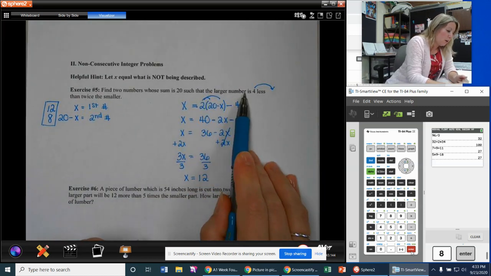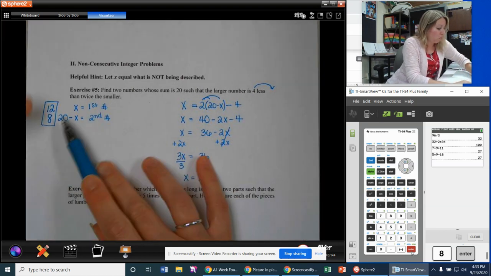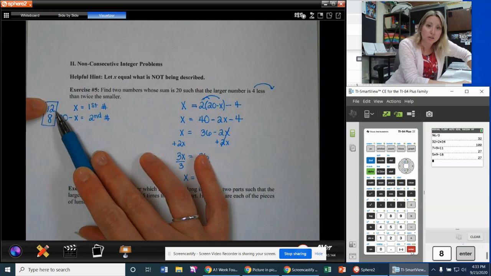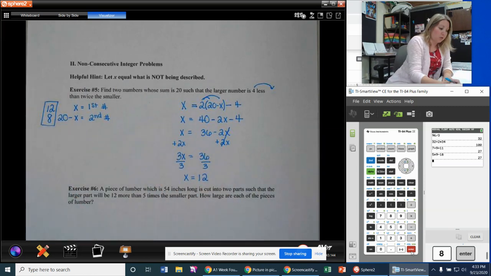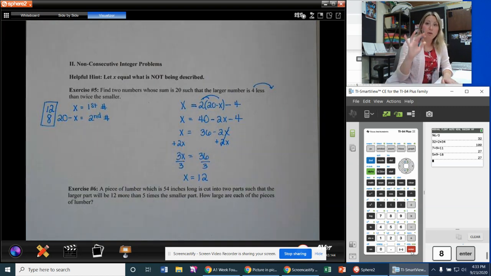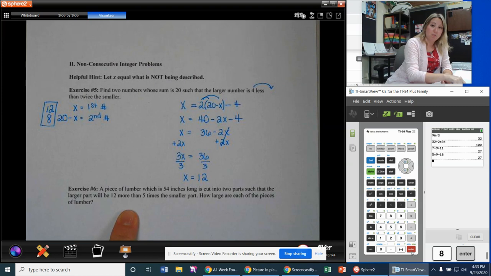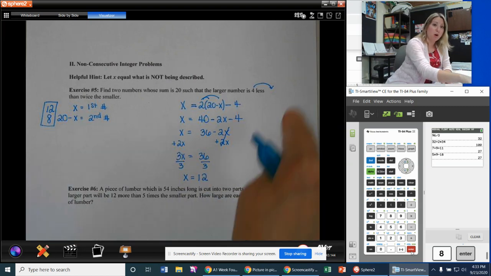Is the larger number 4 less than twice the smaller? Well, the smaller is 8. What's twice that? 16. What's 16 minus 4? It's 12. It is the larger number. So this works out. Okay, and again, check in my head. Make sure. If you don't understand how I set that up, go back, rewind, and watch again.